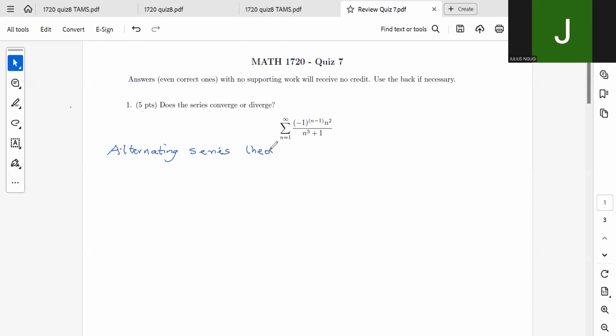And to apply this alternating series theorem, I'll be calling it AST, abbreviation AST. To apply this one, the three conditions have to be satisfied. First of all, let's get the Bn term. The Bn term is the part which doesn't have the minus, that's n squared divided by n cubed plus 1. So the first condition is that Bn should be positive.